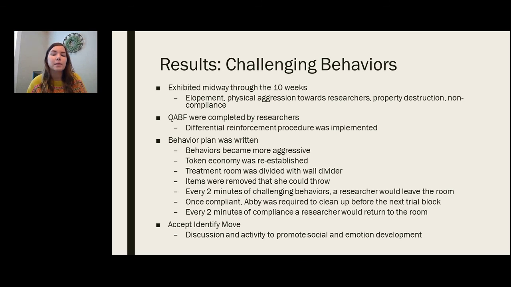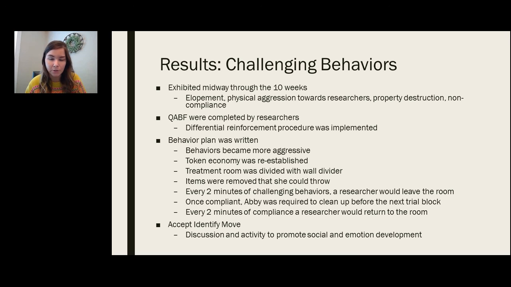So when this happened, some of us filled out QABFs, and then a differential reinforcement procedure was implemented where attention was not given during non-compliant behaviors and positive attention was given during compliant behaviors. And then about a week later, a behavior plan was written because her behaviors were becoming more aggressive in nature, and a token economy was reestablished where she would receive a token and that would symbolize 30 seconds of reinforcement.